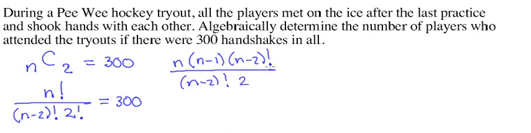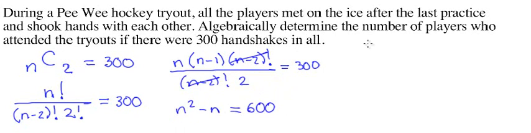2 factorial is just 2. I'm going to drop the exclamation mark, save a little bit of space. And all that comes out to 300. The (n minus 2) factorials drop out, which is terrific. And we get n times (n minus 1). I'm just going to multiply that out. Equals, and I'm going to multiply both sides by 2, so I get 600.